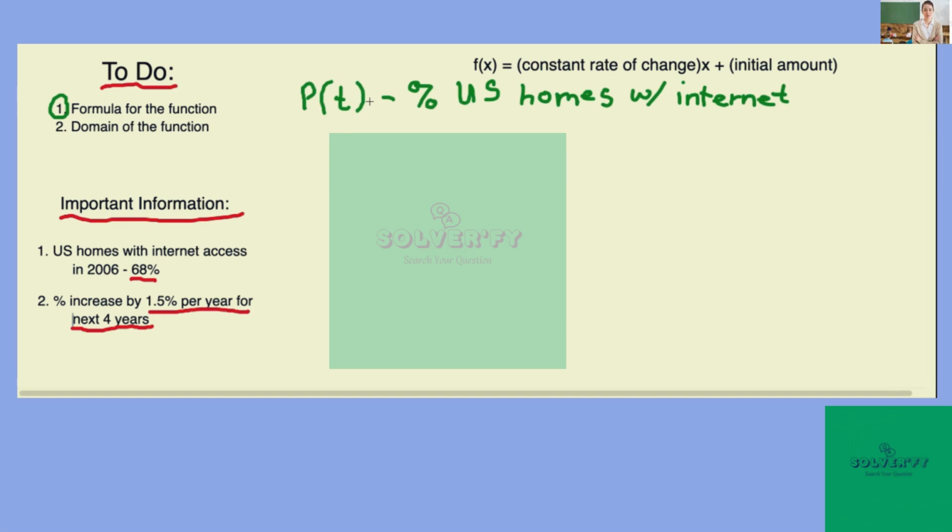Now the reason that I use t is for time, right? Because this function is dependent on the number of years. So I'm going to put number of years here, or time, which is why I'm using the t. All right, so I can go ahead and start out by putting p of t equals.